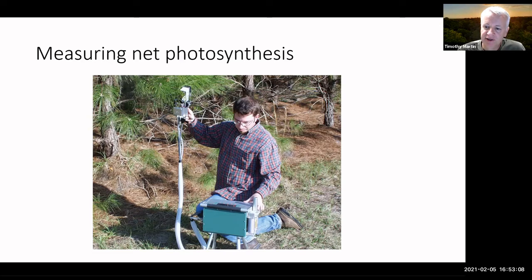There are approaches that use oxygen release, but I'm not going to talk about those. They use oxygen electrodes and leaf discs usually. Most measurements of net photosynthesis in the field use rate of CO2 uptake to measure rates of net photosynthesis.